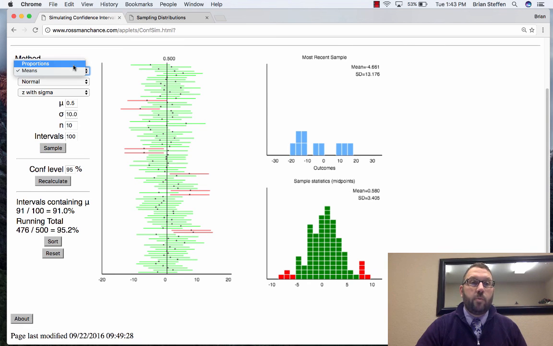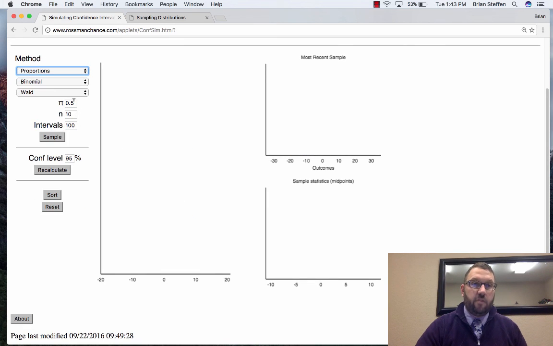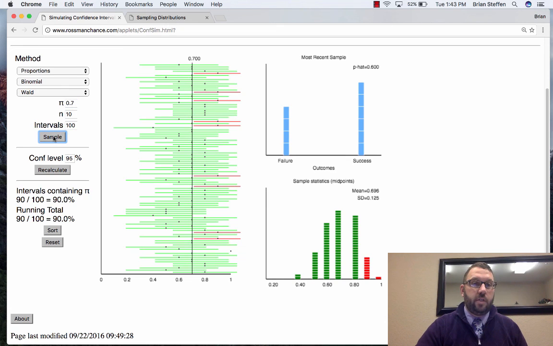I could do the same thing with proportions. If my actual pi is 0.7, we'll do a calculation of 100. Let's do a sample. It does the same thing. Look at how wide those intervals are. How can I make my interval narrower? How can I be more precise? Well, I could be less confident. If I'm less confident, I don't need a wide interval.